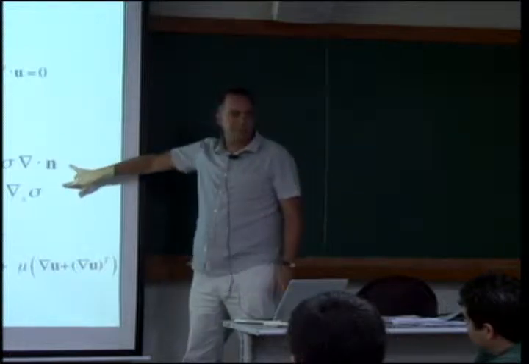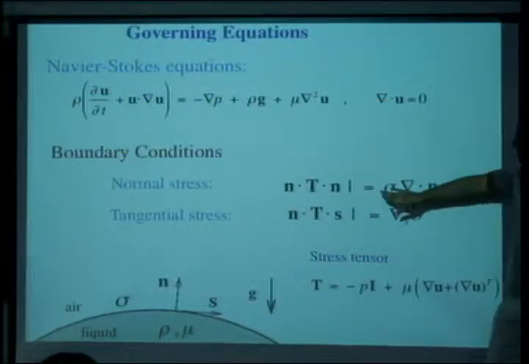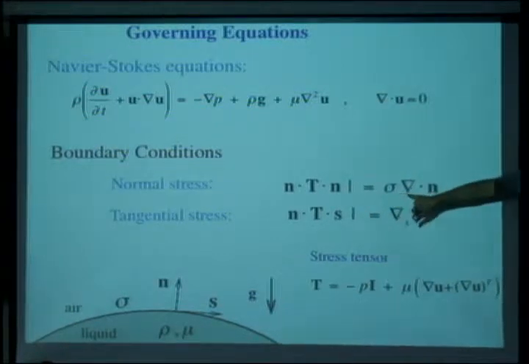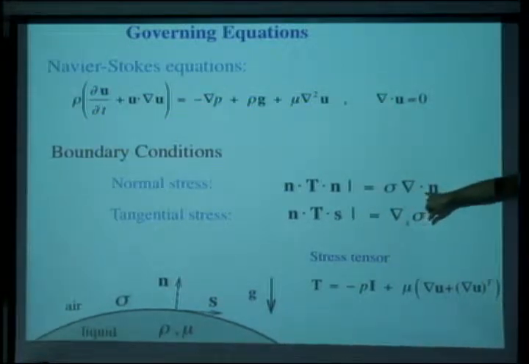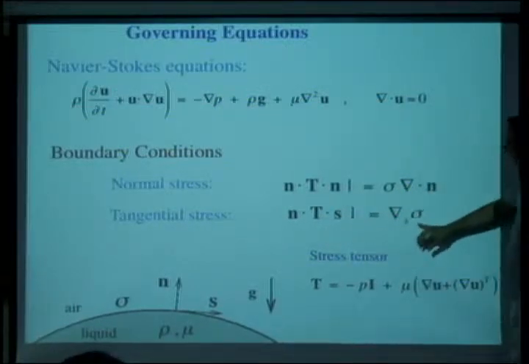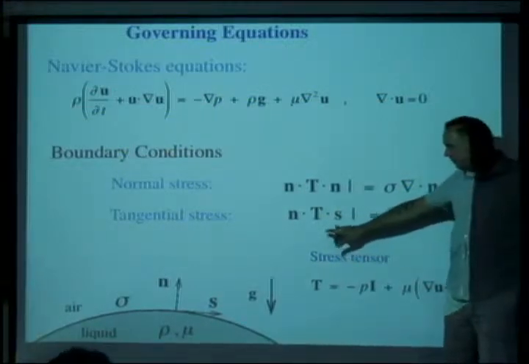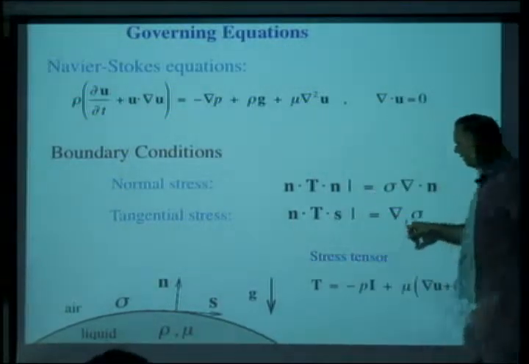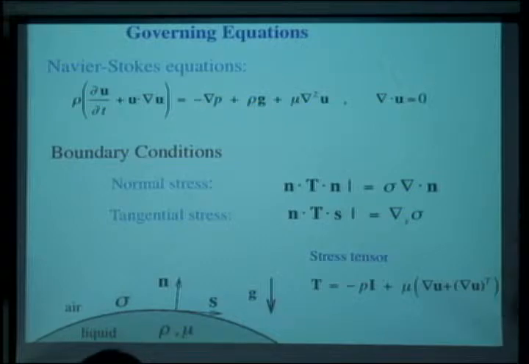Navier-Stokes, and we developed the interfacial boundary conditions, which say that there's a jump in normal stress across an interface, which is proportional to the surface tension times the local curvature. And then we saw that there can also be a jump in tangential stress, which is prescribed by the gradient in surface tension.